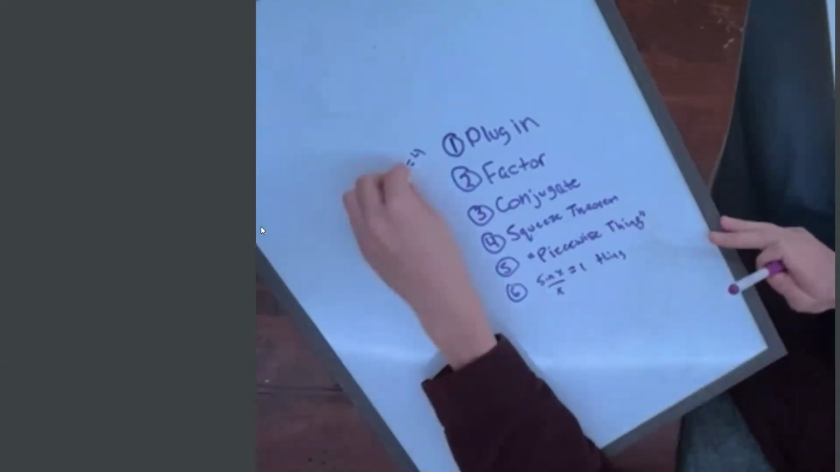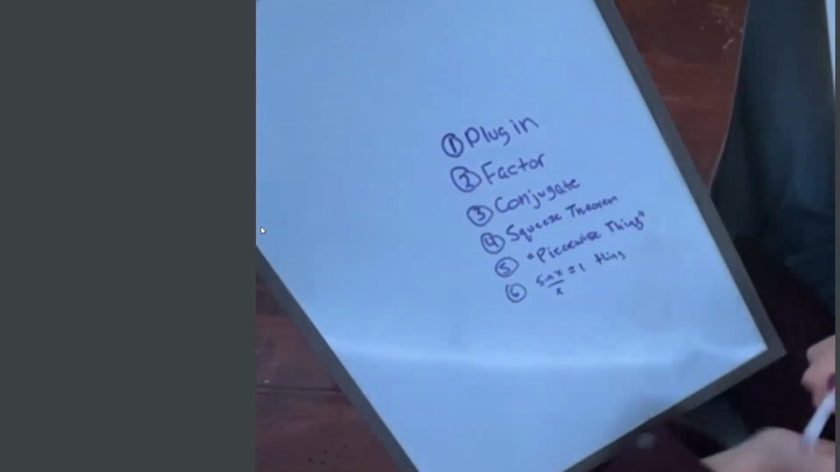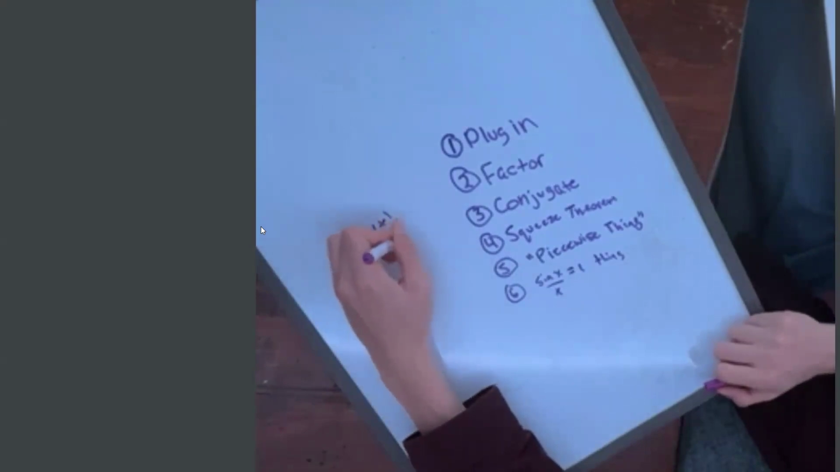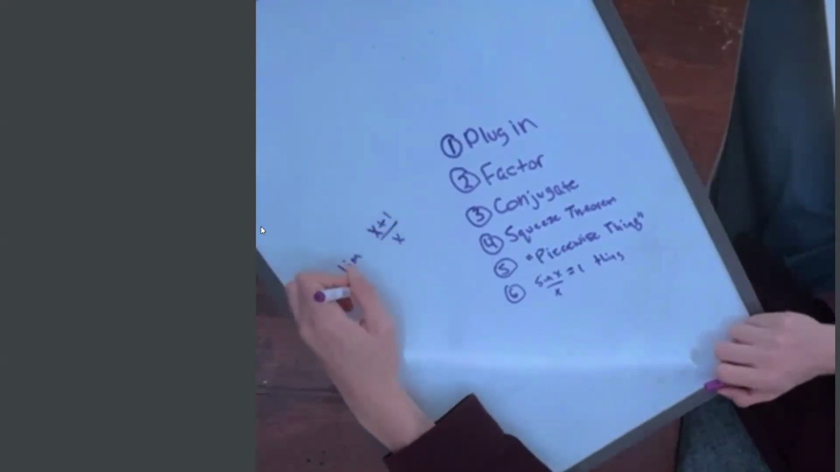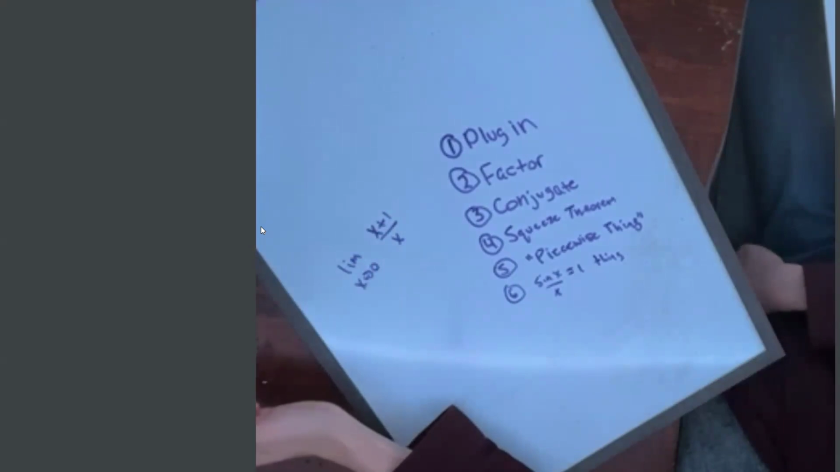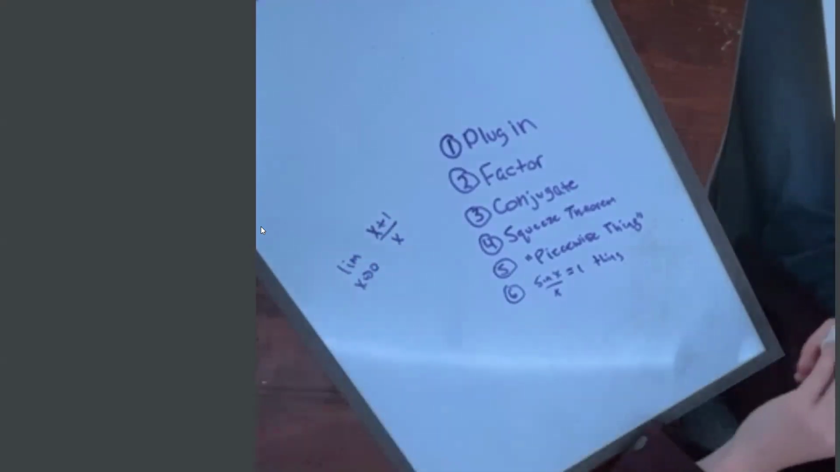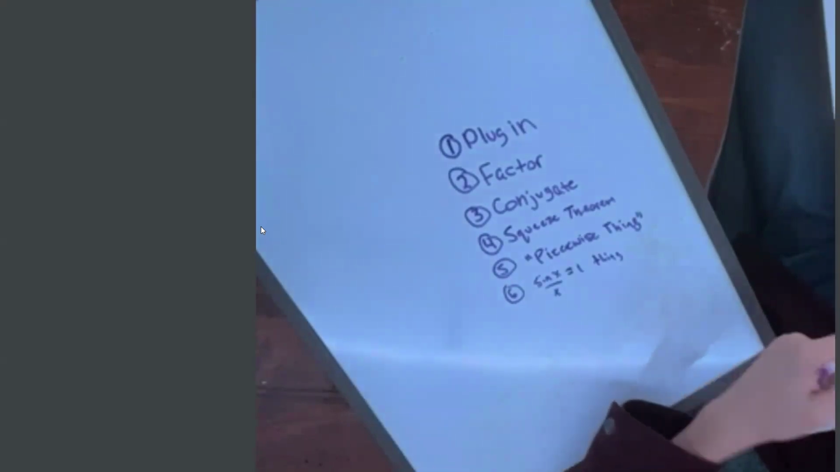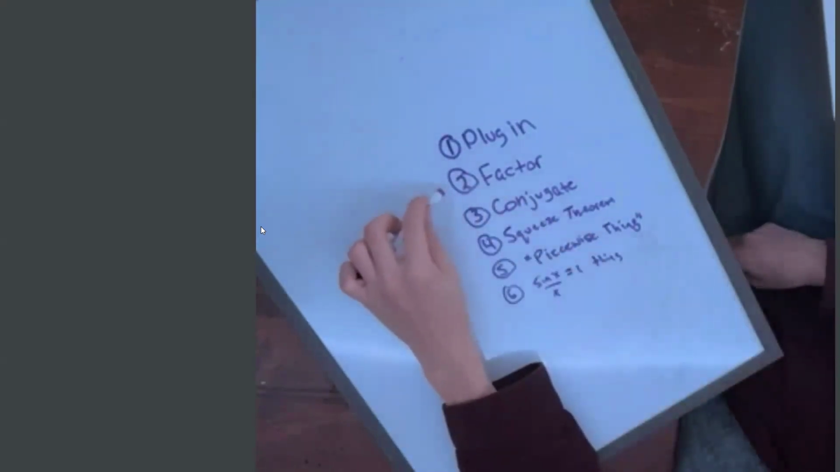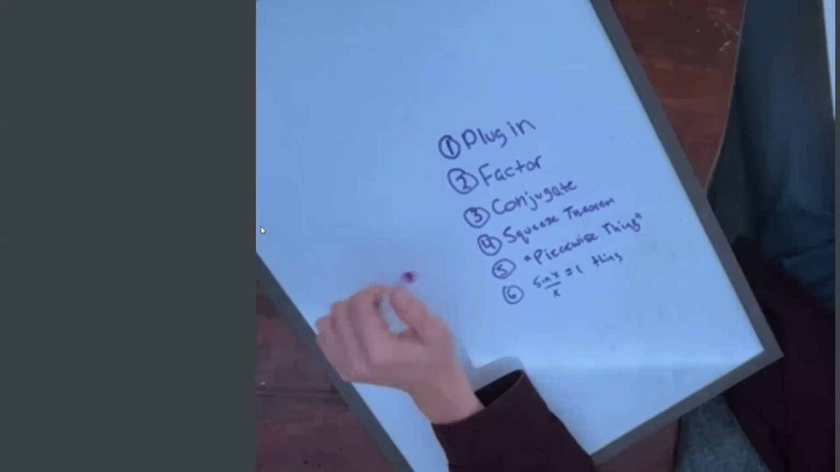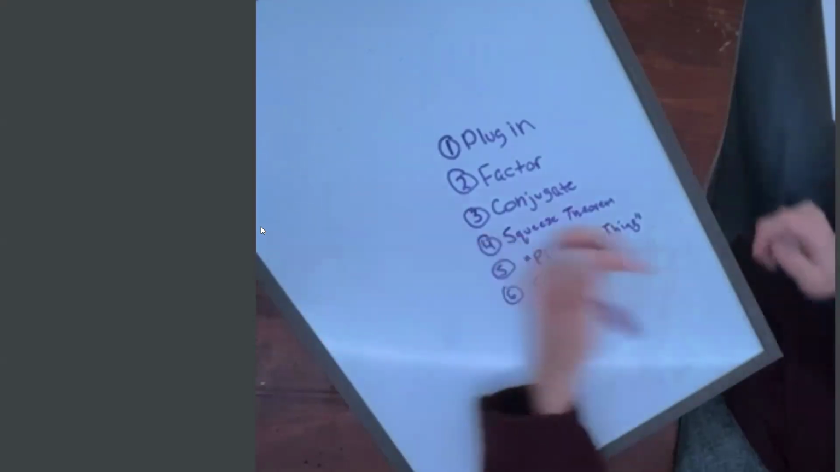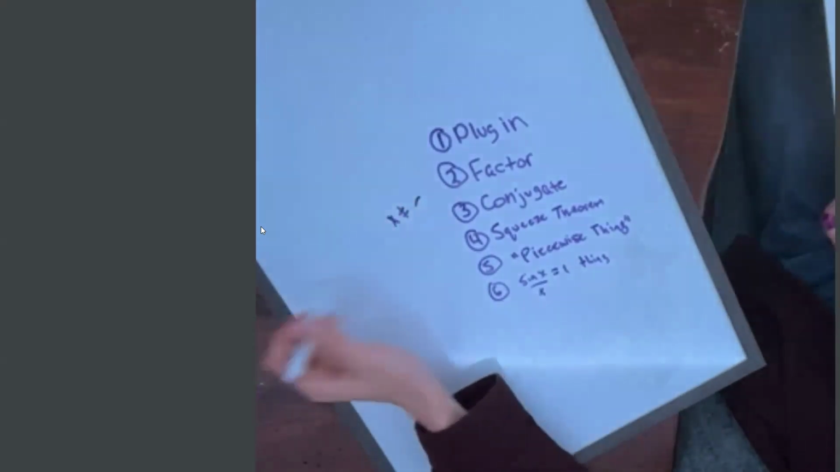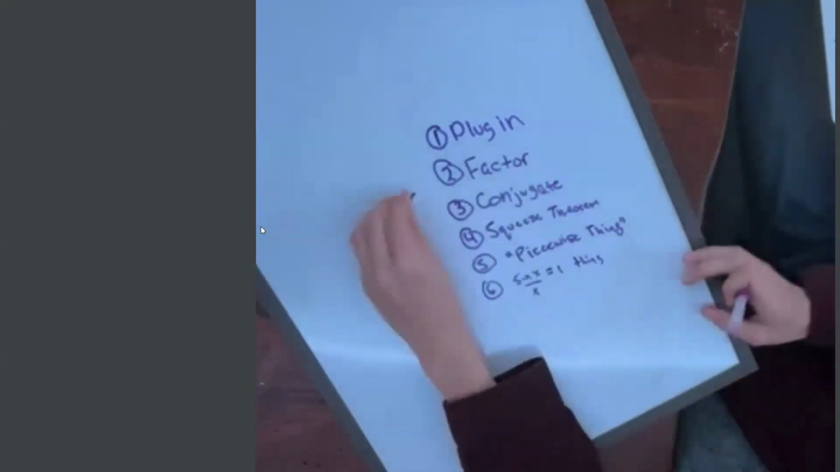But sometimes it's not that easy. If we had something like this, well, we're going to have a problem if we plug that in. That's 1 over 0 if we plug in 0. So if you get something like a denominator of 0, you're probably going to want to factor and see if something can cancel out. If it does, remember to always write x doesn't equal whatever thing you canceled out.